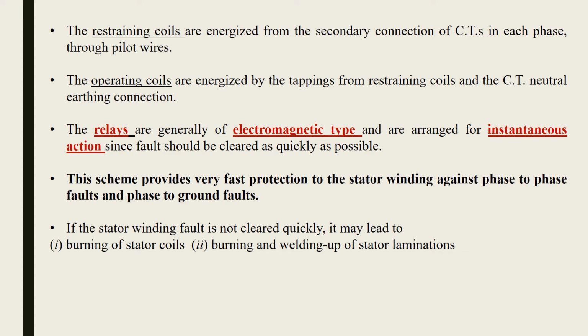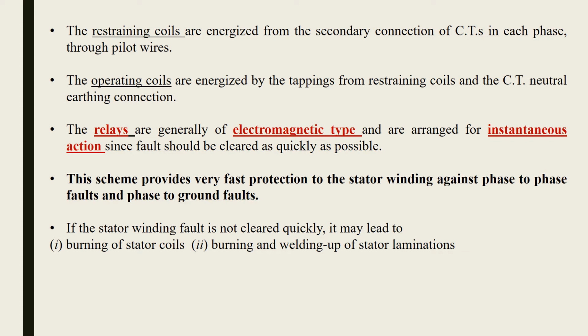The restraining coils are arranged from the secondary connection of CTs in each phase through the pilot wire you have already seen. The operating coils are energized by the tappings from the restraining coil. Operating coils are connected at the midpoint of the restraining coils.